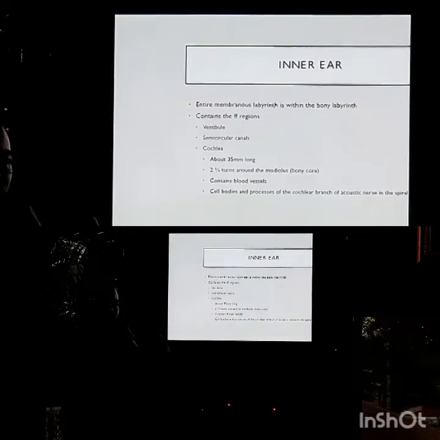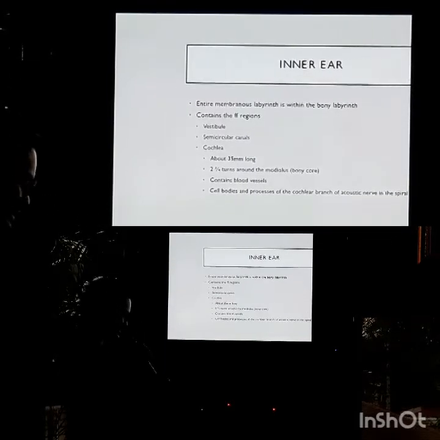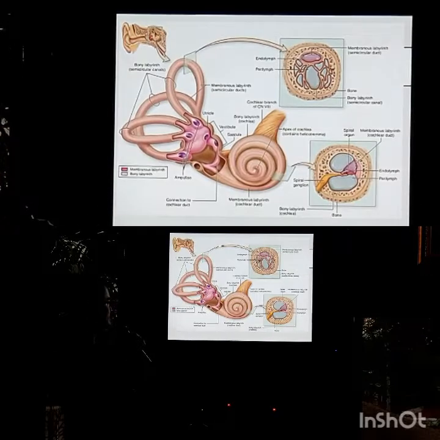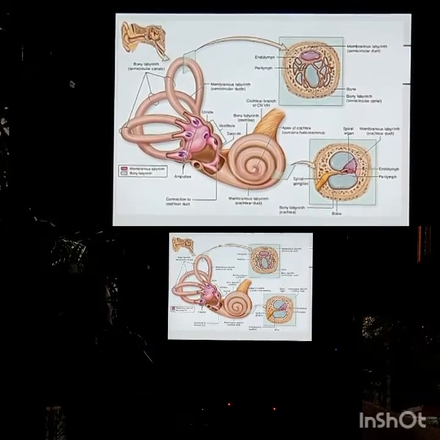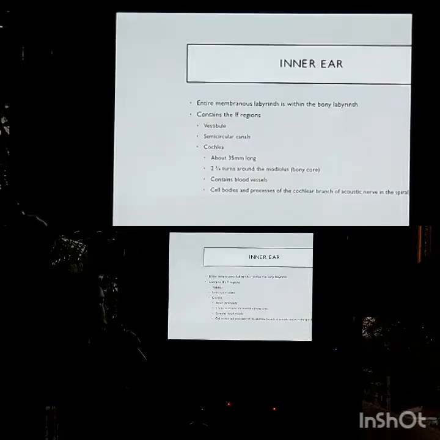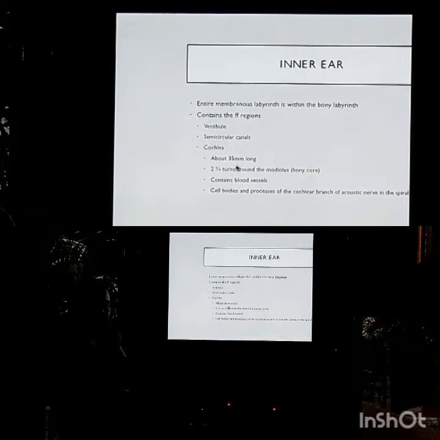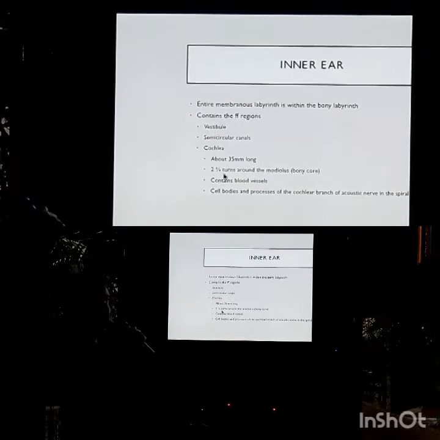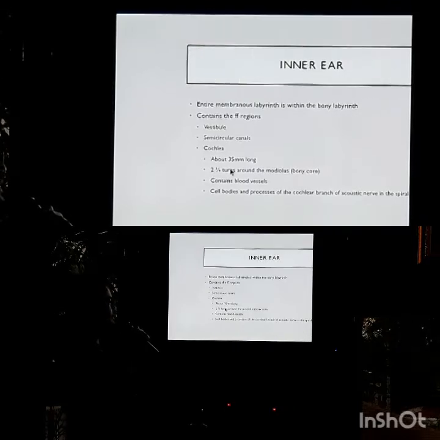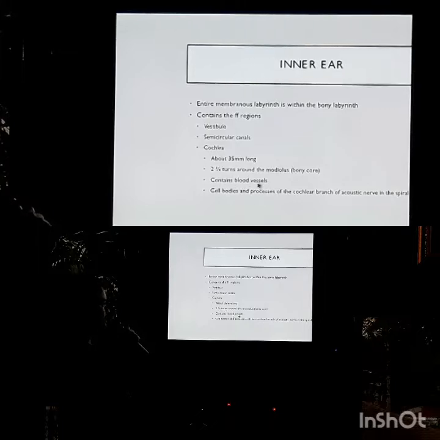Okay, so as I said, the inner ear contains the following regions. You have the vestibule, the semicircular canals, and the cochlea. Okay? The cochlea is about 35 millimeters long, and it coils around 2 3/4 turns around the modiolus, or the bony core of the cochlea, of the bony labyrinth. It contains blood vessels and cell bodies and processes of the cochlear branch of the acoustic nerve.